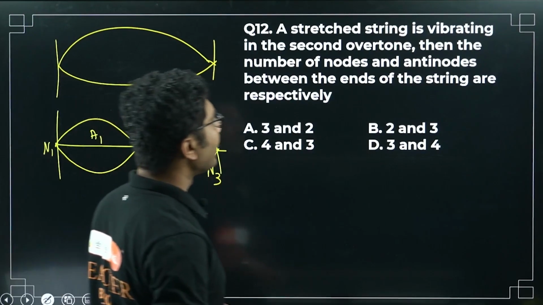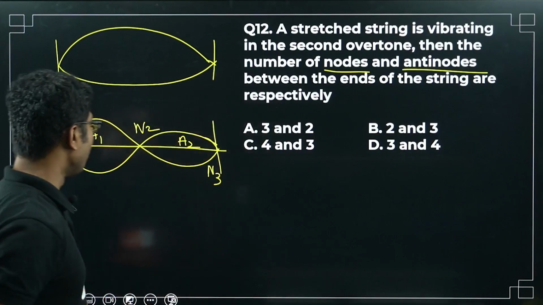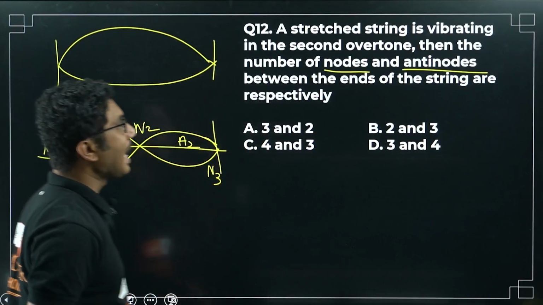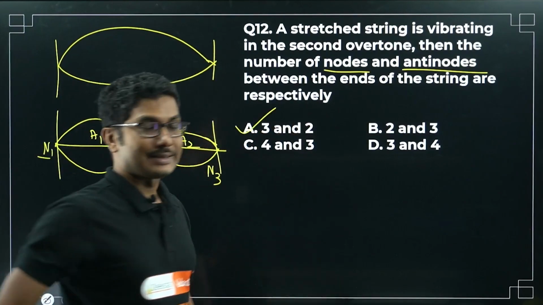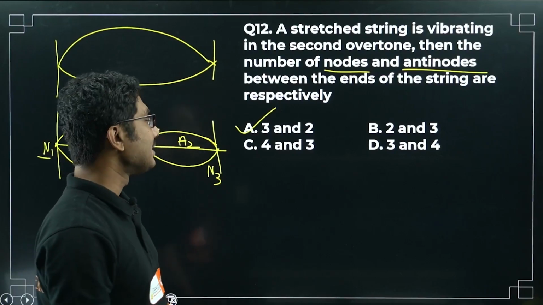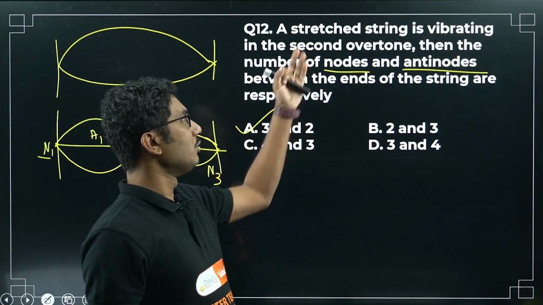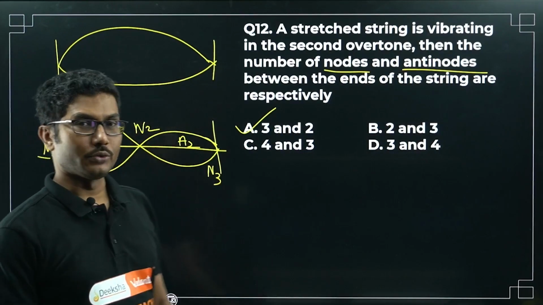Okay, so how many nodes and antinodes? So first will be the number of nodes. Number of nodes is 3 and antinodes is 2. 3 and 2. So be careful, as I said, in such questions where there is a possibility that both ways are possible, so you have to read it. Be careful. Node is first, antinode is second. So node is 3, antinode is 2.